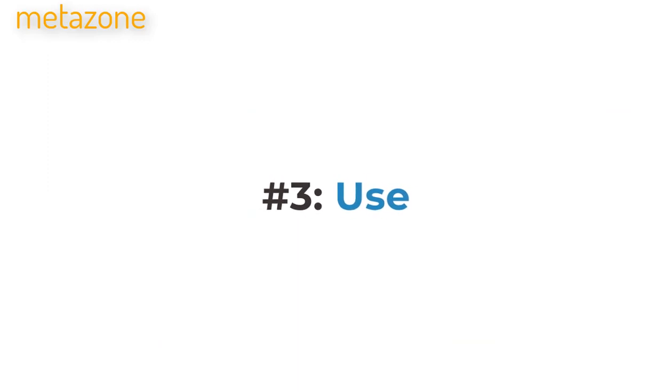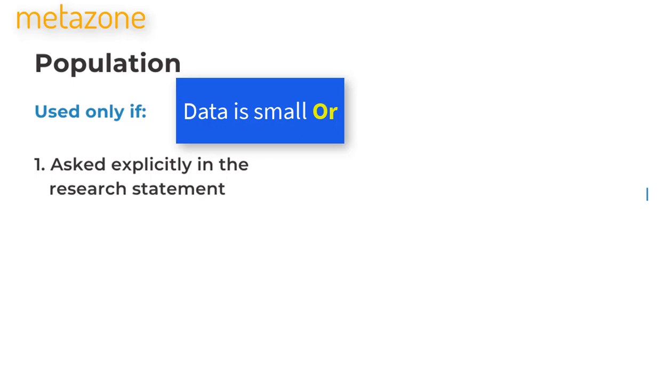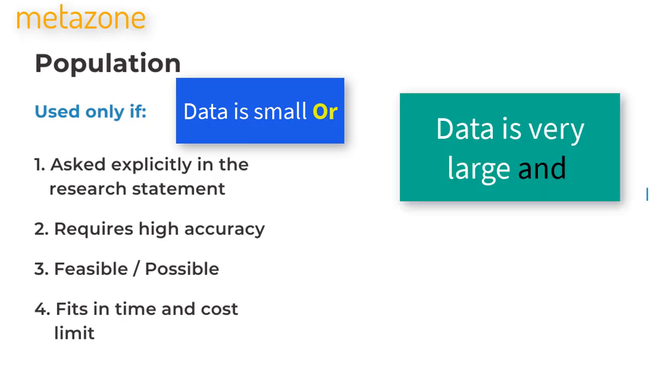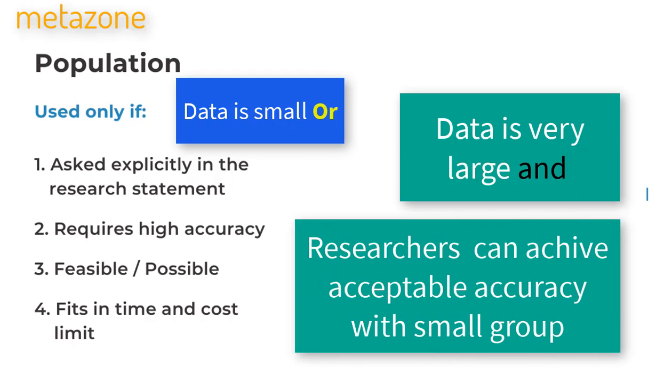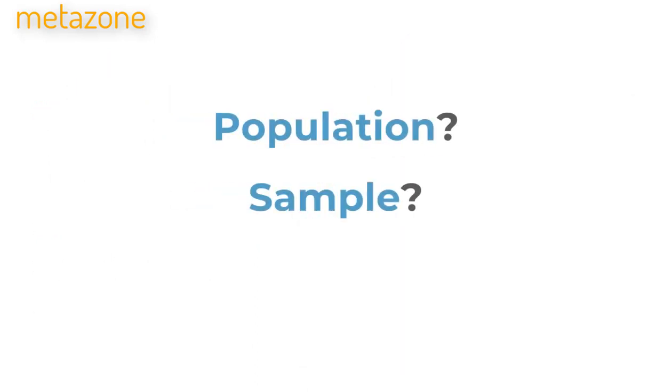Third, use. Population is used only when asked explicitly and/or requires high accuracy, and it is feasible and also fits in time and cost limit. If data is very large and researchers can achieve acceptable accuracy by studying a comparatively small group, then the sample is used instead of the population. Now, let's talk about when to use population and when to use sample in more detail with some examples.